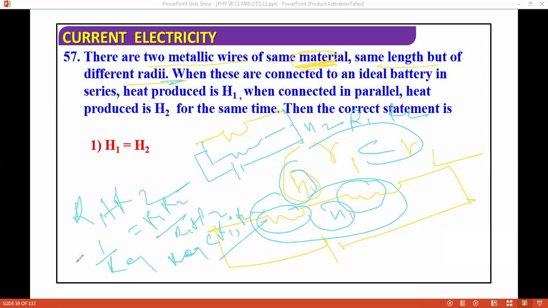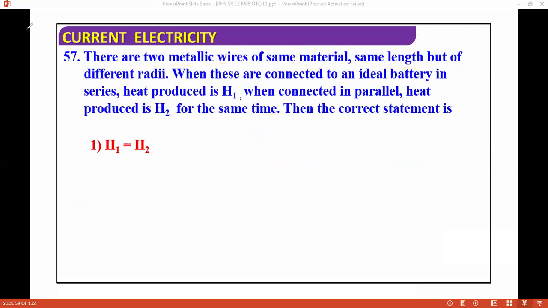Think like this. If you know this concept, you can do these questions. Otherwise, you can't. I'm giving you the options and the answer key over here. So H1 will be less than H2. Basically, I'm using the concept.